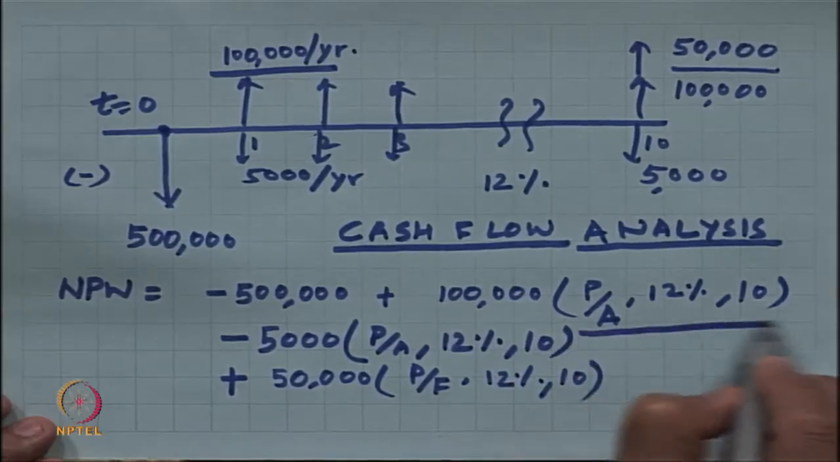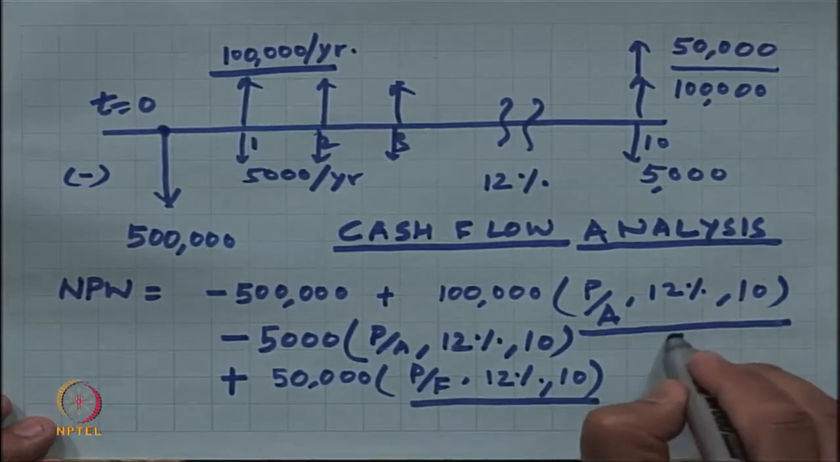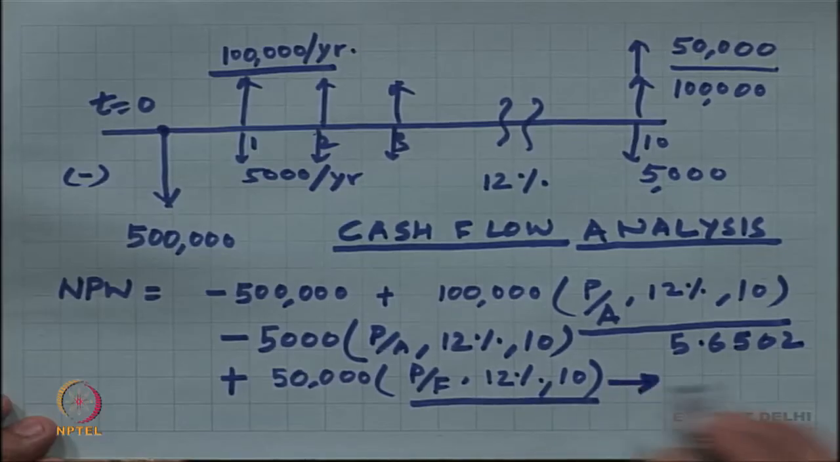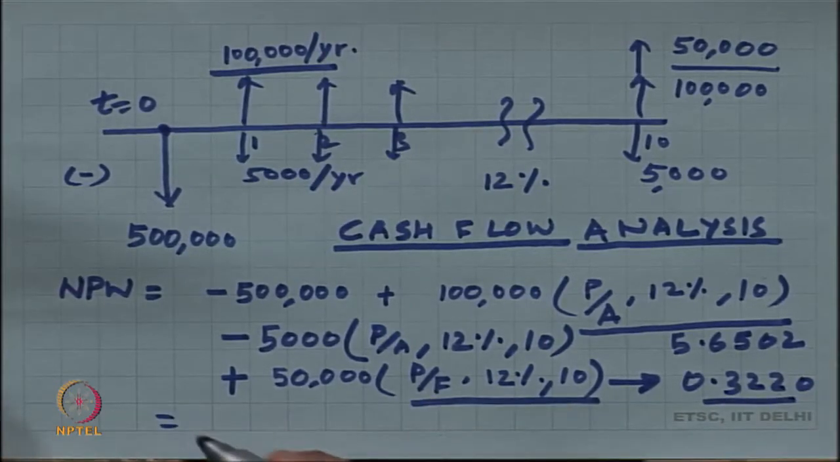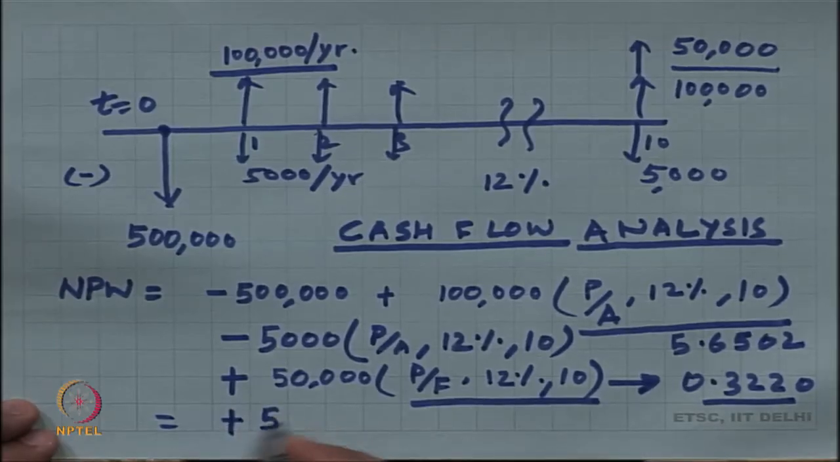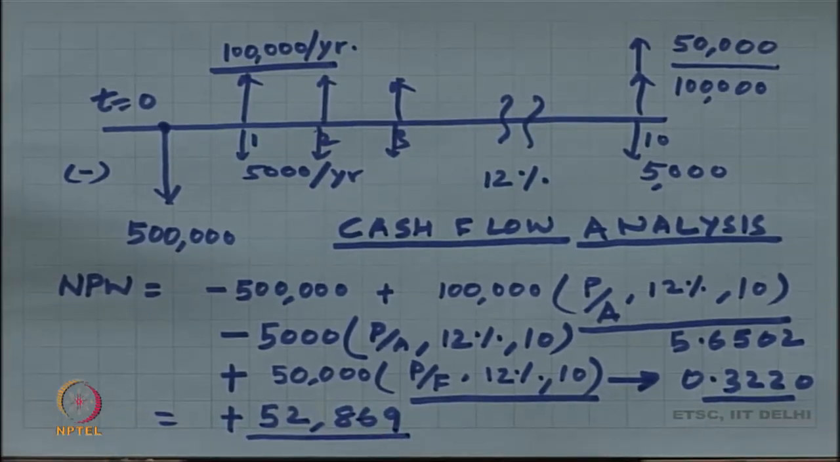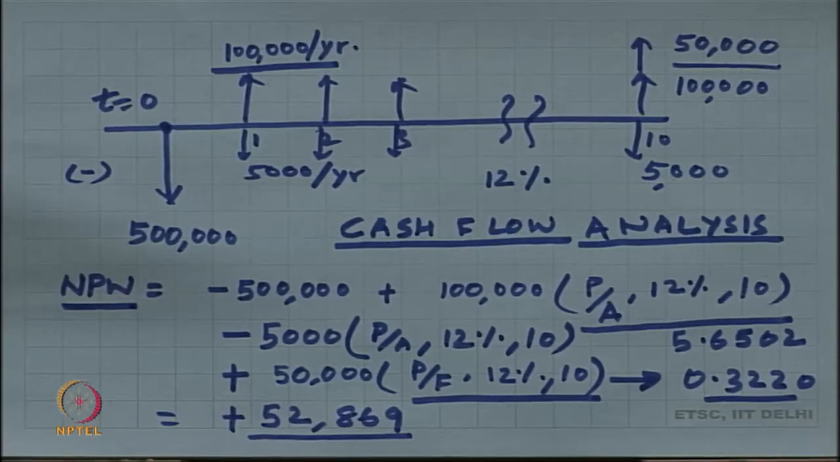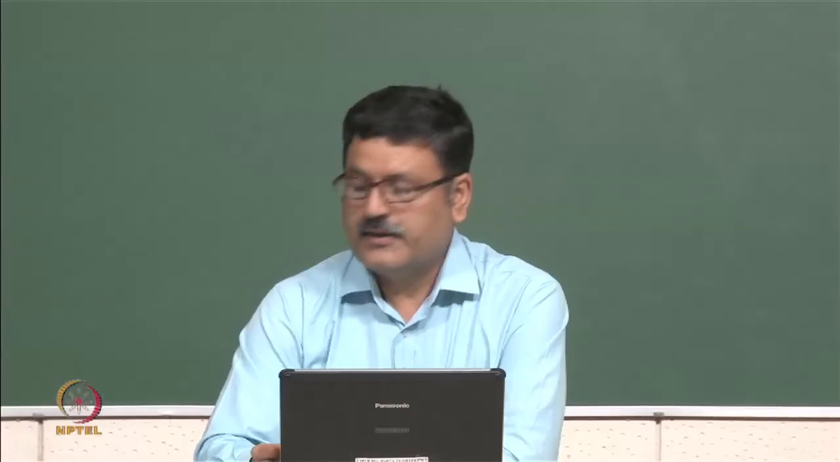Now, as far as these factors are concerned, I will give you the value. For P given A 12%, 10, the value is 5.6502, and for P given F 12% for 10 years, this value is 0.3220. So, if you put these values, you will find we are getting a net present worth in positive, which is 52,869. You can cross check them. So, the idea here is we are getting NPW of positive. So, it means we are okay with this investment plan. If we are going with the net present worth criteria, we are getting positive value.